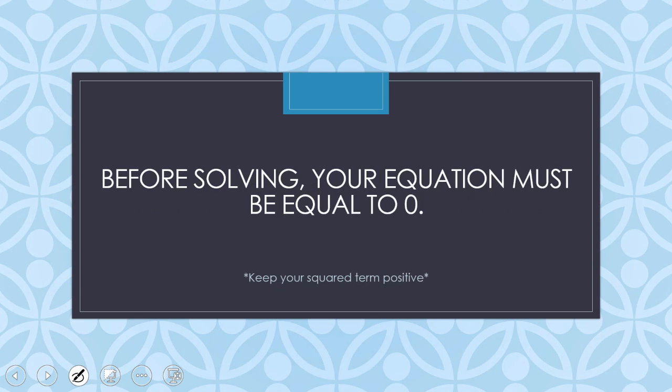Remember that when you are doing this, it's super important that your equation is equal to 0. If it's not, you need to make it. You cannot factor if your equation is not equal to 0, okay? So always remember that and get your equation set up from the start equal to 0, then you can factor.